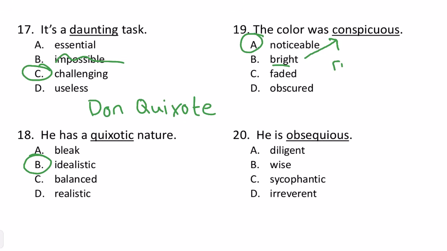If I say the rich man is happy, this is a logical sentence, but it doesn't mean that rich and happy have the same meaning. Same thing here. Yes, a conspicuous color might be bright. That might be an example of one, but the actual definition of the word conspicuous is noticeable. He is obsequious. An obsequious person always agrees with the boss, never disagrees, always tries to please the boss. The best answer is sycophantic.